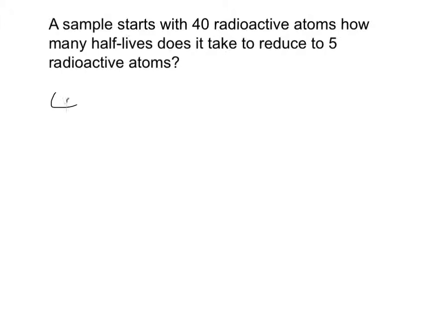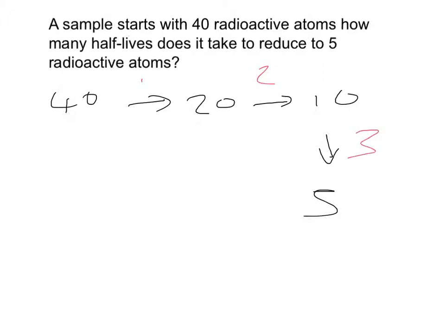So we start with 40. After one half-life it will halve to 20. After another half-life it will halve to 10. And then finally it will halve again to 5. So you can see the number of half-lives would be 1 half-life, 2 half-lives, 3 half-lives. So the number of half-lives equals 3 for it to get to 5.